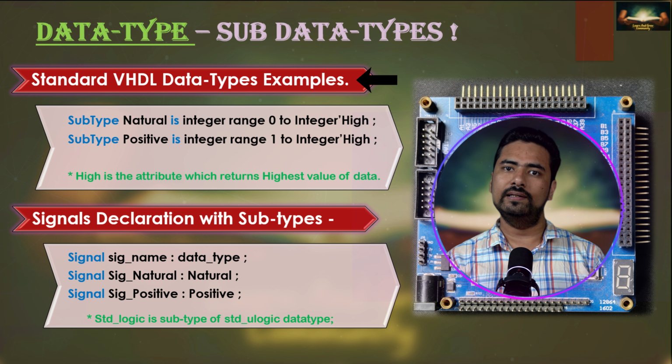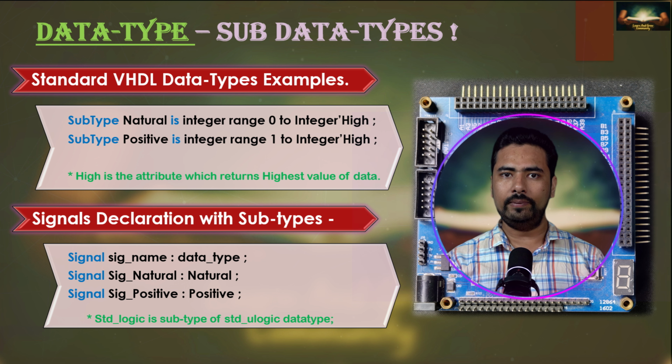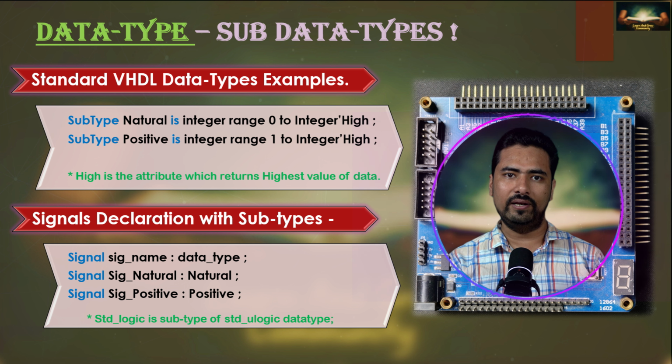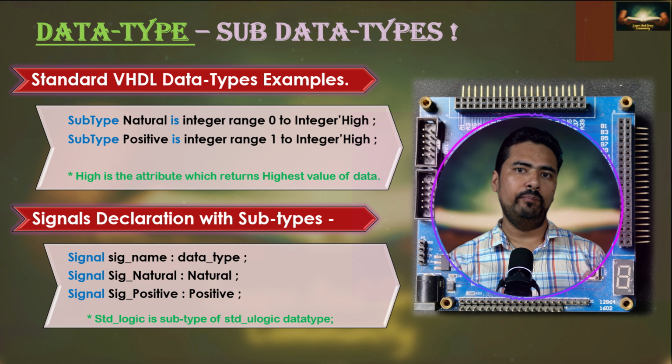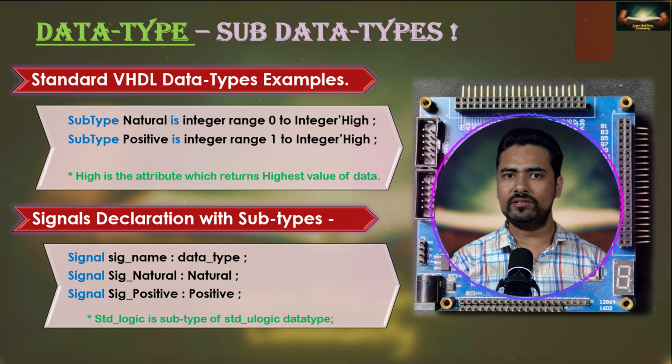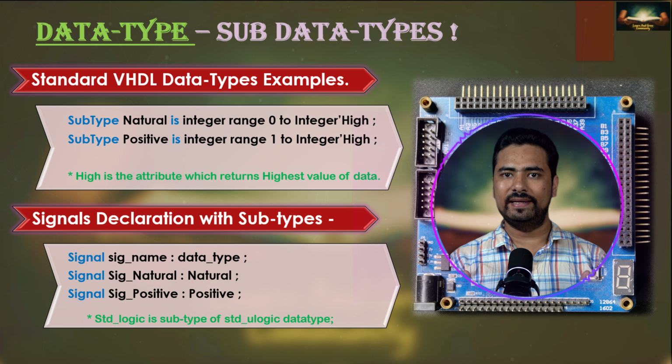VHDL subtypes are the subsets of the base data types. Additionally, you can declare subtypes in VHDL. So subtypes are usually a subset of the master data type, and that allows you to define more specific constraints of the values. And this can help make your code more readable and maintainable by providing more precise control over the data types you use. Let's understand this with some examples.